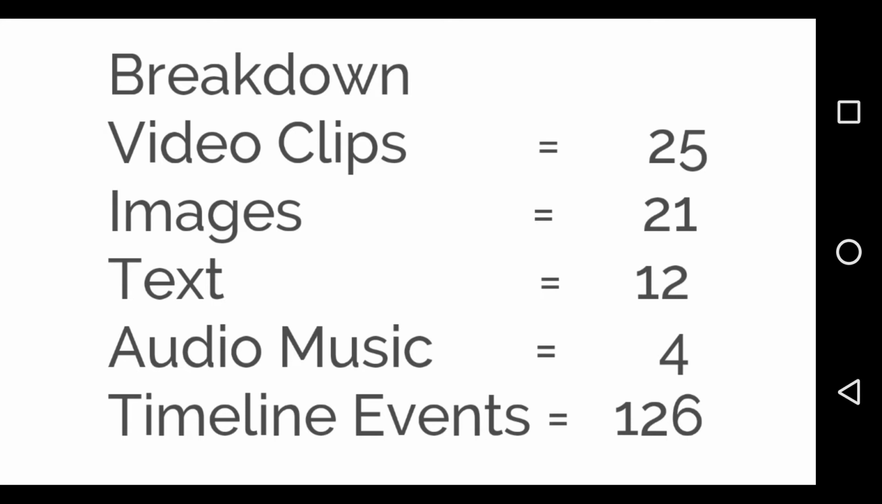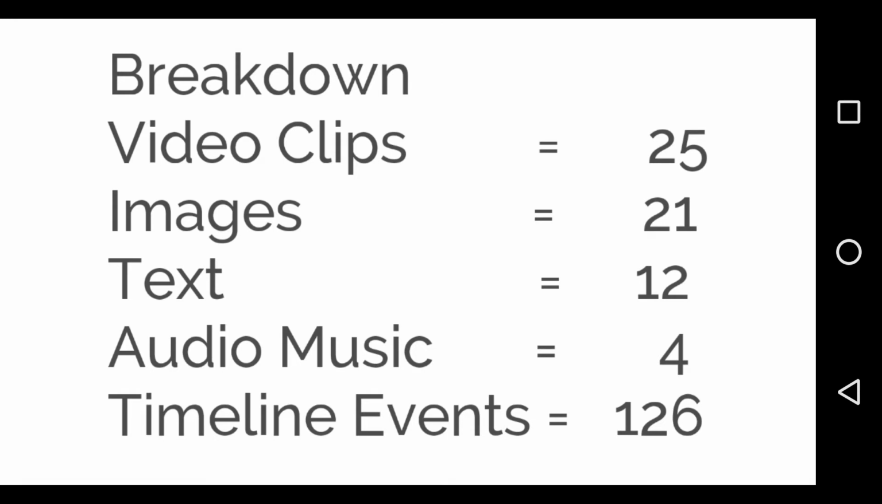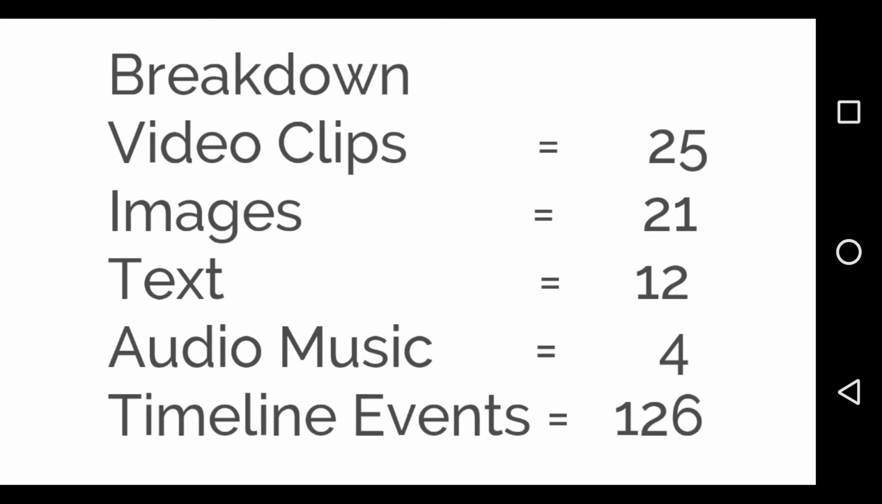This is the big number. The timeline events, 126, and I'll show you what that means. And this is the thing before I go over. It's very important I stay on this white slide with black text, and that is to make a video which is just less than 6 minutes. You may have to do 126 events should you wish.